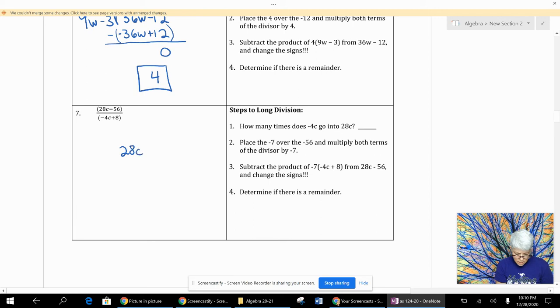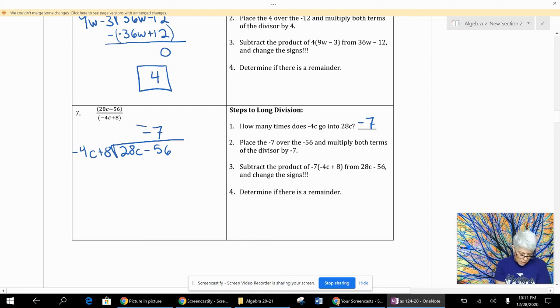28c minus 56 over negative 4c plus 8. All right, we only look at the leading terms to decide how many times it goes into it. So negative 4 goes into 28c negative 7 times. Now, did you catch that? Because the 28 is positive, a negative times a negative is a positive. So don't miss that. So I'm going to put a negative 7 over the 56 because those are like terms.